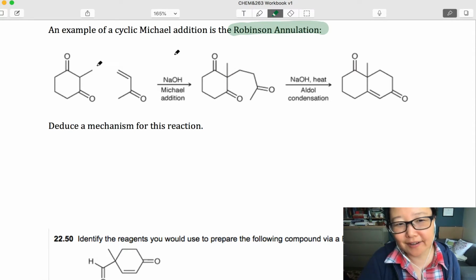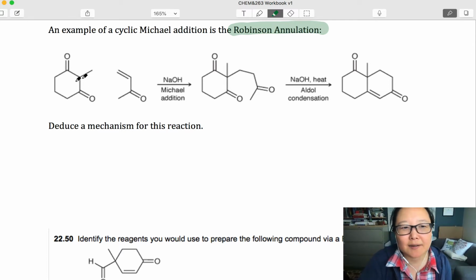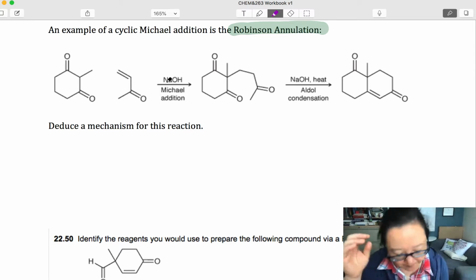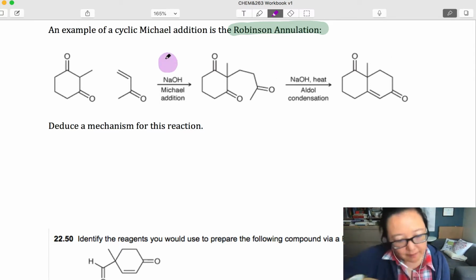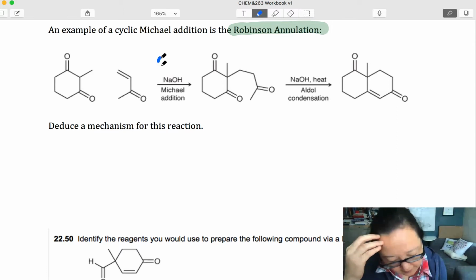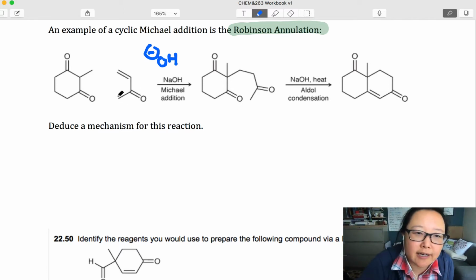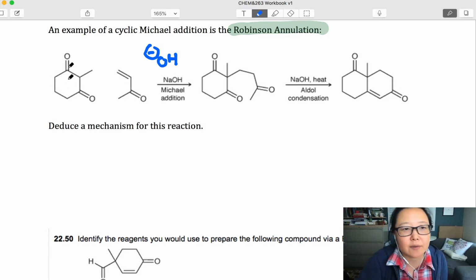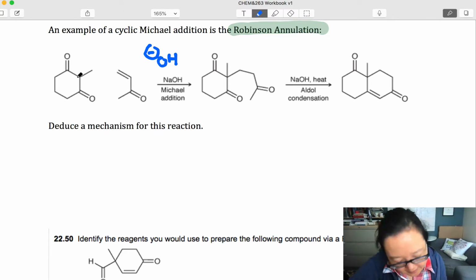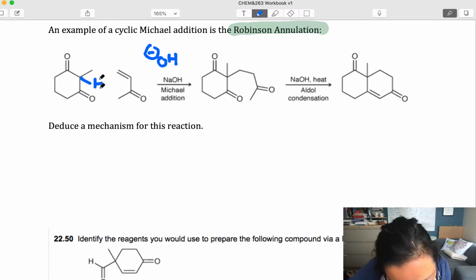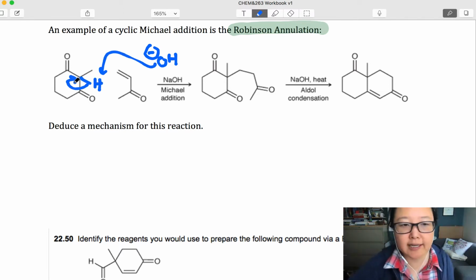So let's see if we can figure this out step by step. Notice that our first step is a Michael addition. So what might we do in a Michael addition? We've got sodium hydroxide, so we're going to use that to make our enolate. And notice that our alpha hydrogens are here, and here, and here, but the most acidic one is here because it's resonance stabilized by 2 carbonyl groups in its conjugate base.